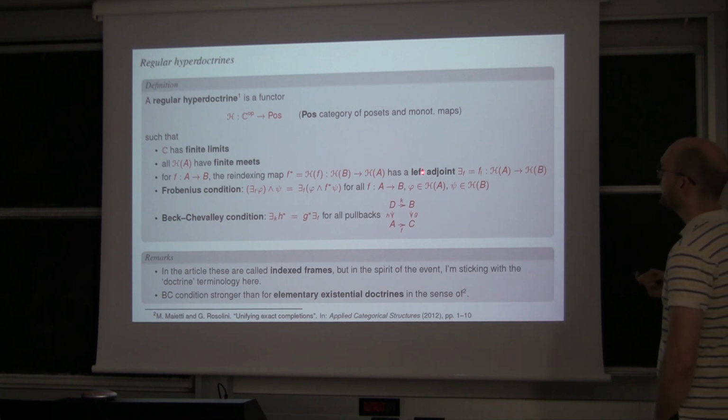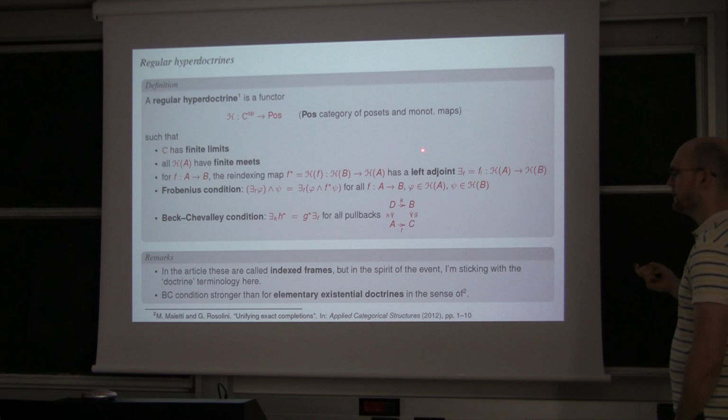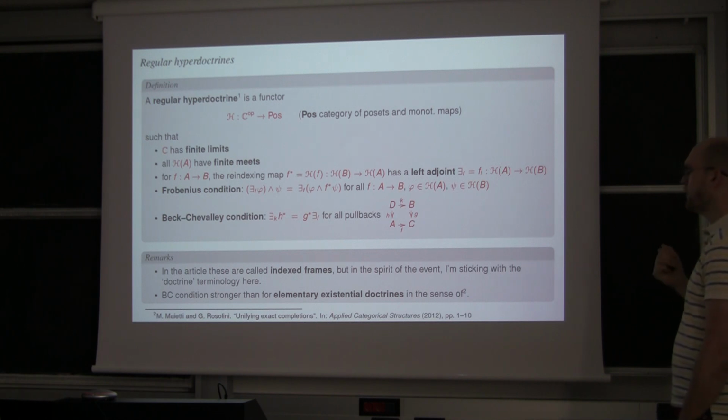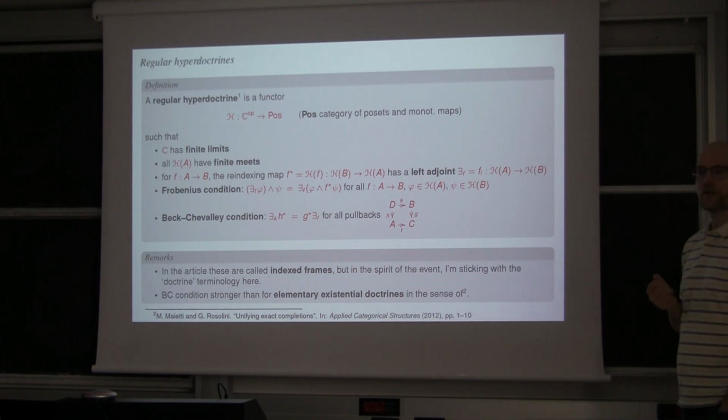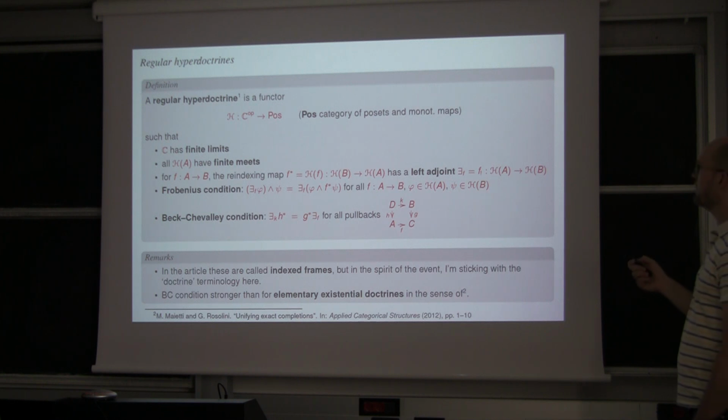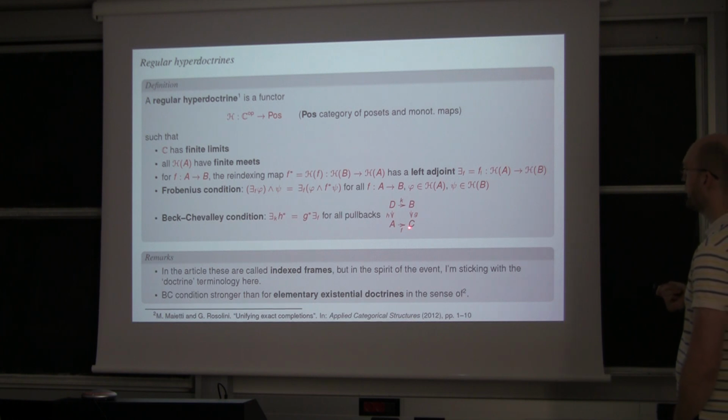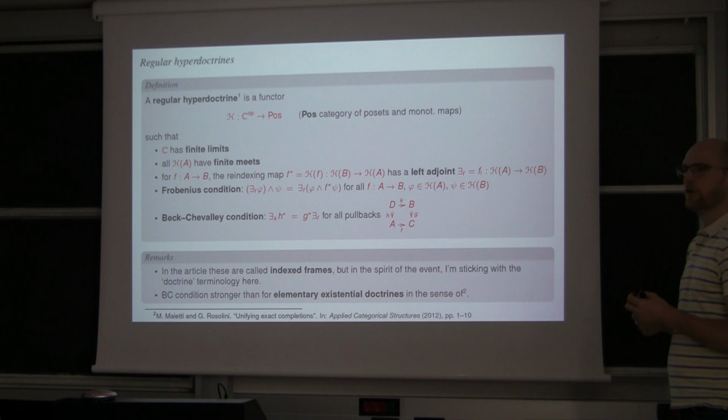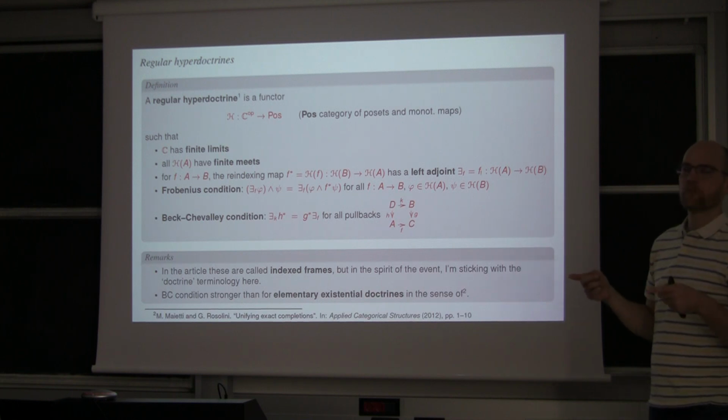So this looks very similar to what Pino showed us under the name of elementary existential doctrine, I think. In particular, we have the same Frobenius and Beck-Chevalley condition. But it's a little bit different because I'm requiring the Beck-Chevalley condition for all pullbacks, whereas I think for the elementary existential doctrines, you only require Beck-Chevalley essentially for squares that are definable from finite products.